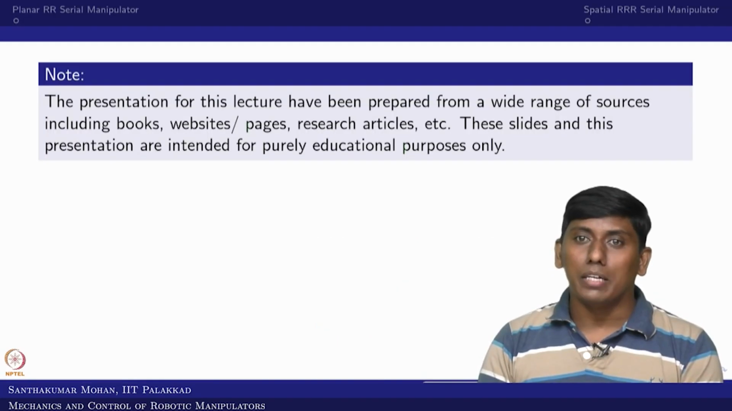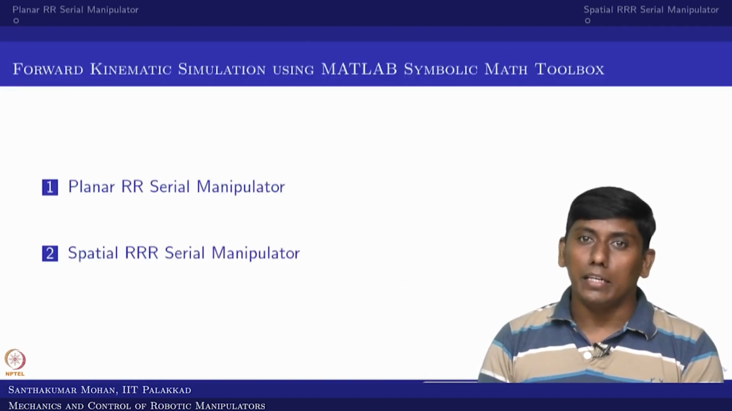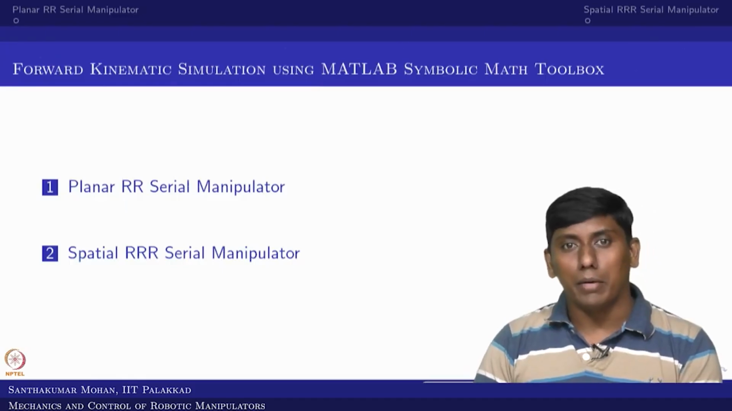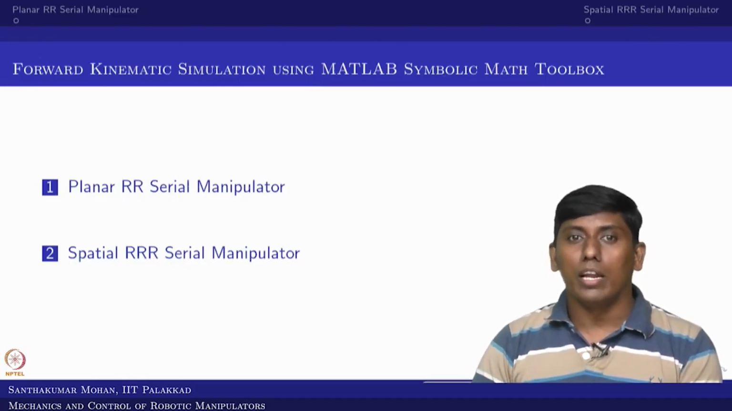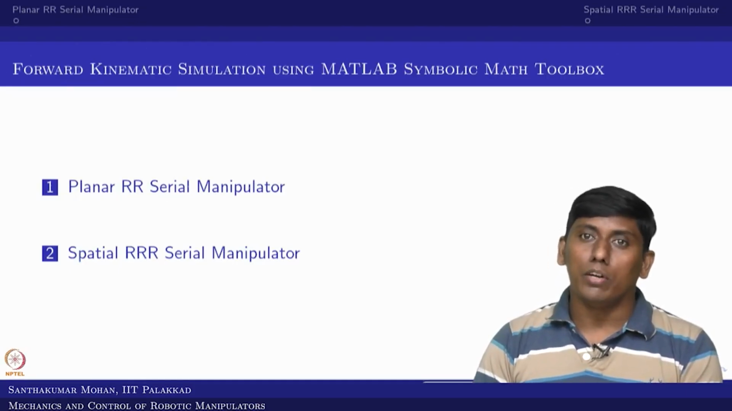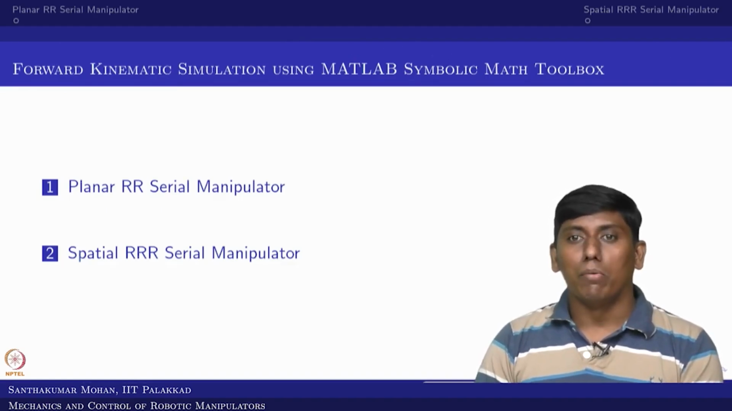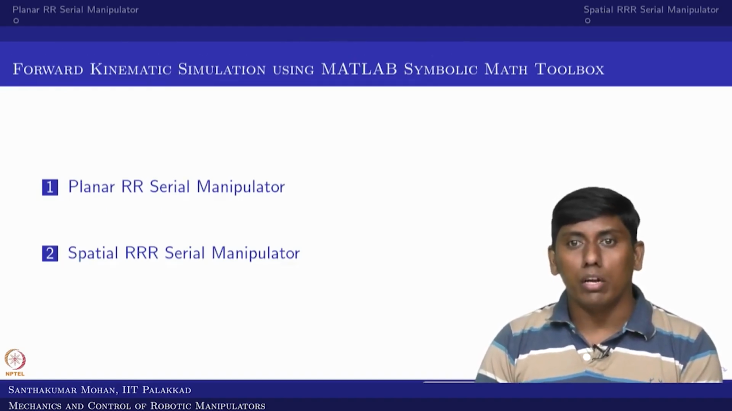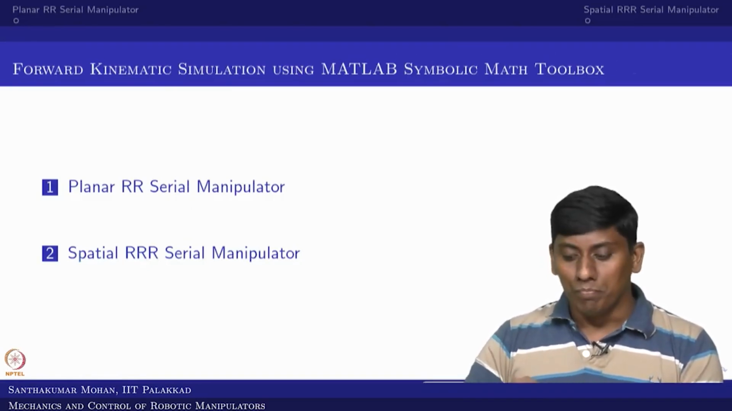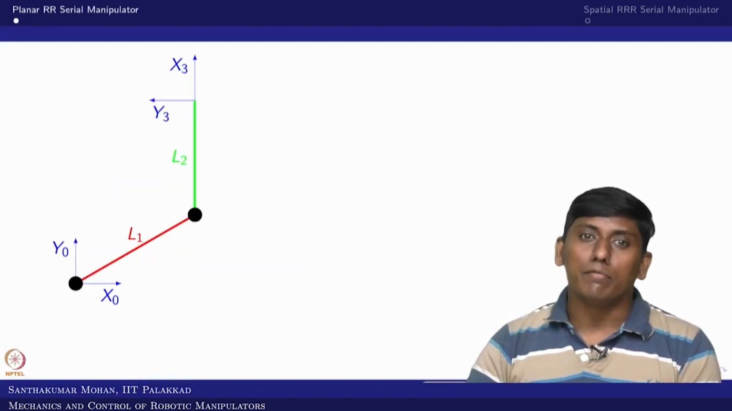In that sense, we will take two examples. Initially we start with the planar RR serial manipulator, and then the other one is a spatial RRR serial manipulator. As I already mentioned, we are going to use the Matlab Symbolic Math Toolbox. Only a very small set of tools will be used: only symbols and substitutions. These two only.